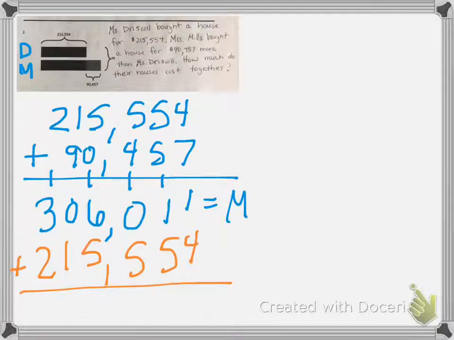15,554. Okay, 1 plus 4 is 5. 1 plus 5 is 6. 0 plus 5 is 5. 6 plus 5 is 11. 1 plus 1 is 2. 3 plus 2 is 5.